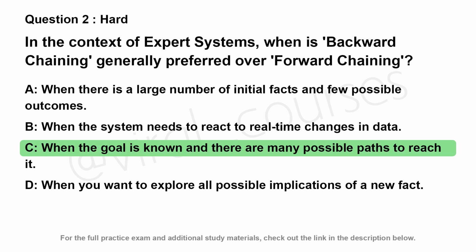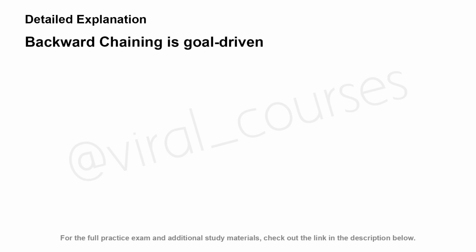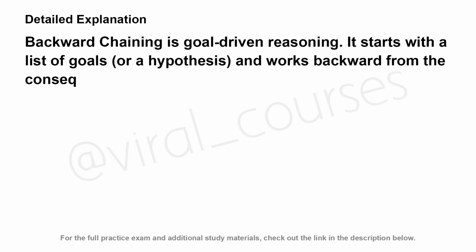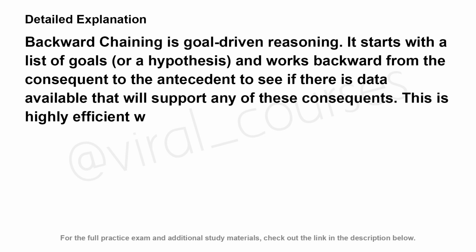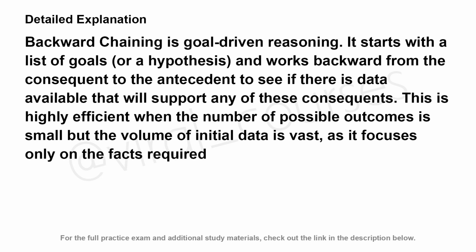The correct answer is C. Backward chaining is goal-driven reasoning. It starts with a list of goals, or a hypothesis, and works backward from the consequent to the antecedent to see if there is data available that will support any of these consequents. This is highly efficient when the number of possible outcomes is small but the volume of initial data is vast, as it focuses only on the facts required to prove a specific goal.